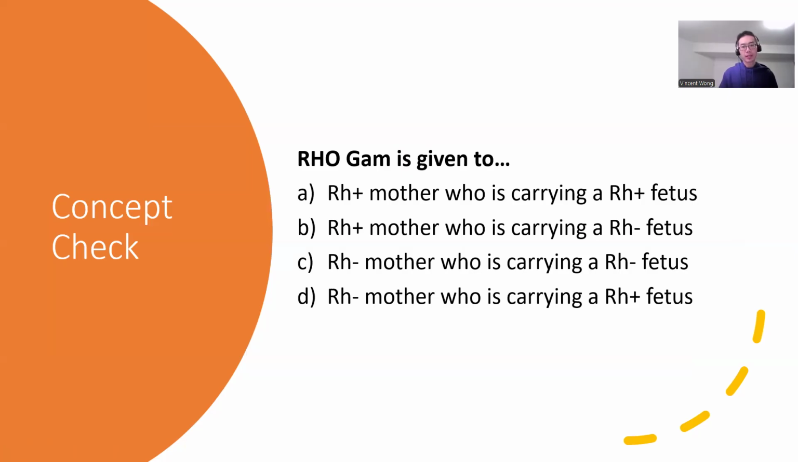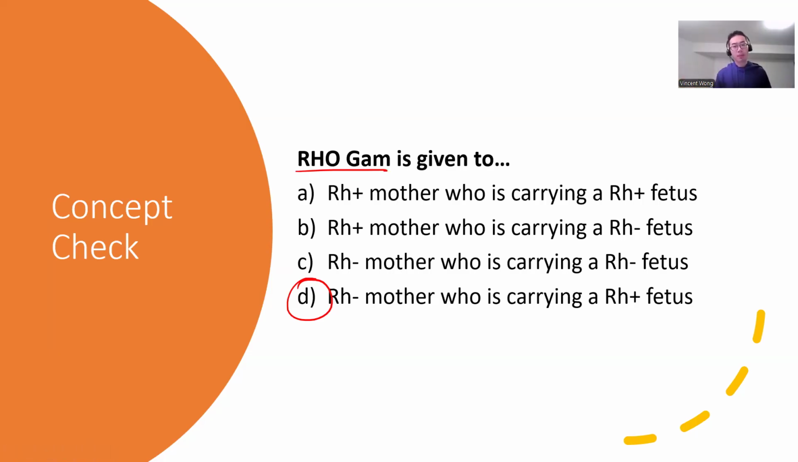The correct answer is D. Rh negative mother who is carrying a positive fetus. It's not A. If the mother is positive and the fetus is positive, first of all, the mother will not be sensitized. Only negative people will get sensitized. That's the first thing to know. Number two, you cannot give RhoGAM to the positive mother because RhoGAM attacks positive red blood cells.